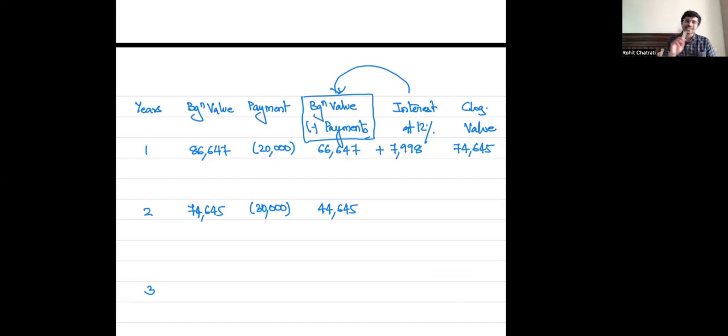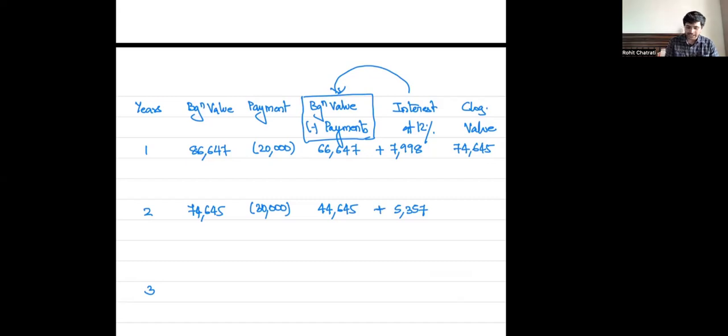The outstanding lease liability at the beginning of year two is 44,645. Interest is now going to be computed on 44,645. Interest for year 2 will be calculated on the principal that was outstanding during year 2, which is 44,645. So I calculate interest on this and the interest amounts to 5,357.